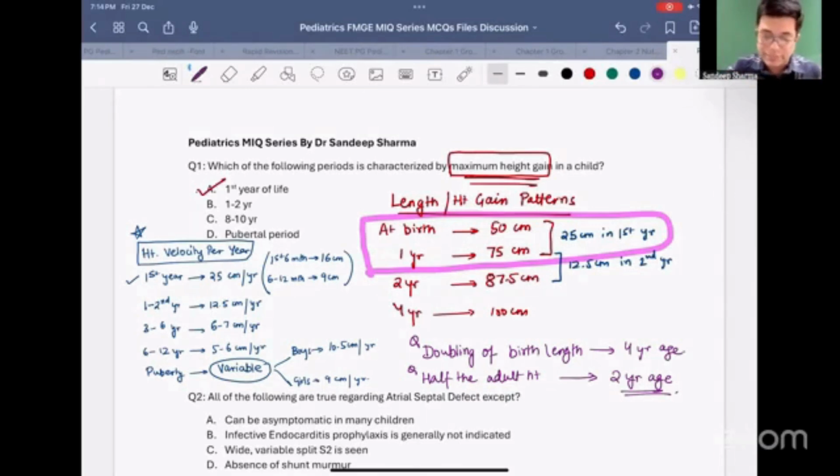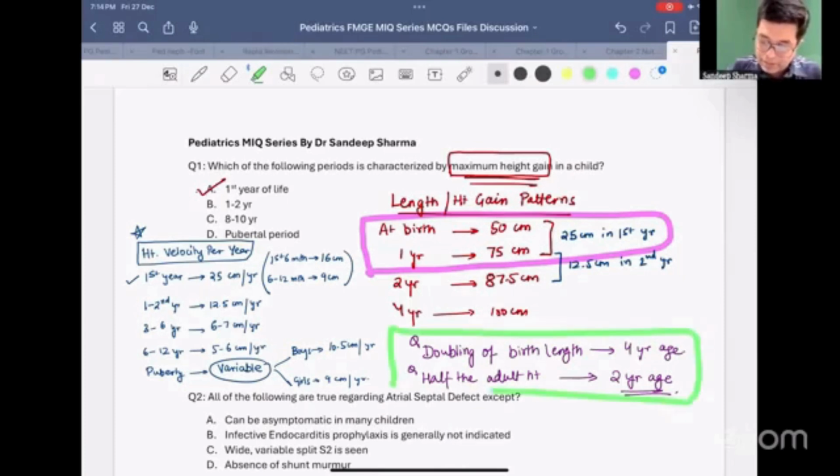Both of them I'm putting in a different colored box. Both of them are PYQs, previous year questions. If you don't remember them already, add them to your notes. So half the adult height is attained at 2 years of age.